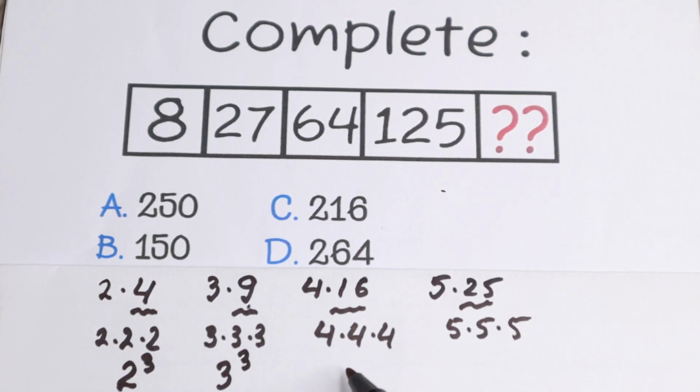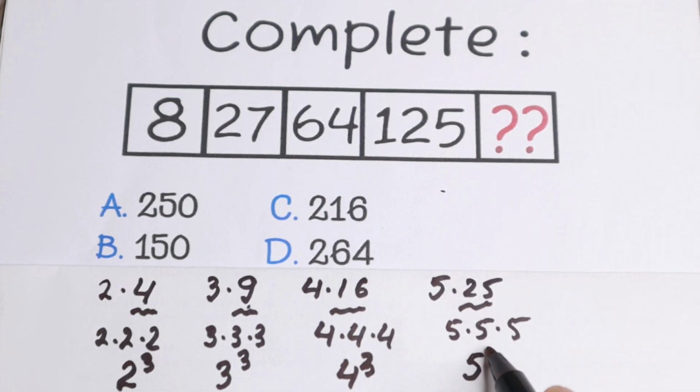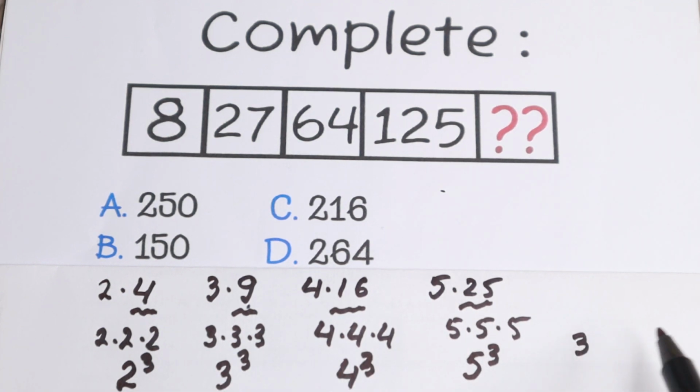We can easily write the next number, 4 times 4 times 4, the same number 3 times, so we will have 4 cubed. And the last one, we have 5 three times, 5 times 5 times 5, so 5 cubed. But what about the last number? What is the pattern between all of these numbers? As you can see, all powers are 3, so the last number will have power 3.